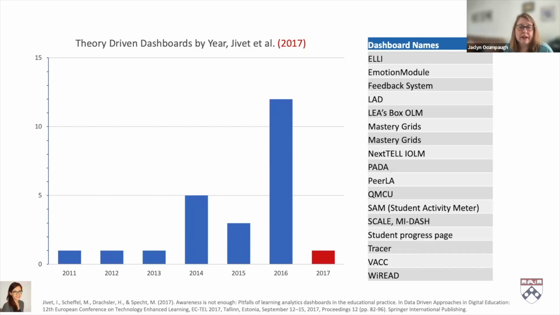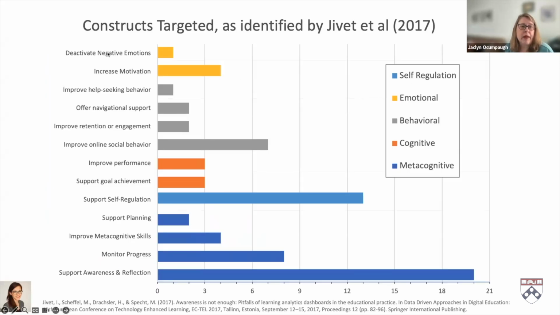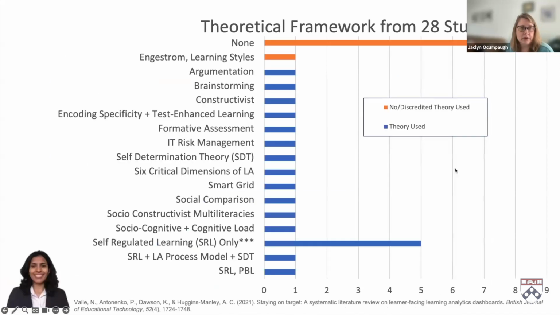Other people have gone through and looked at the kinds of theories that are being used in different dashboards and the kinds of visualization practices. Jivet et al. looks at several different dashboards, and they are seeing a trend. This is a 2017 article, so it came out relatively early. We anticipate that the number of dashboards that are using theory is increasing. And they're targeting a wide range of constructs. So they're looking to improve performance and support self-regulation, to otherwise support awareness and reflection, maybe not necessarily using the term self-regulation, but generally, ways to support self-regulation, emotion, behavior, cognition, and metacognition. And we are seeing that trend improve.